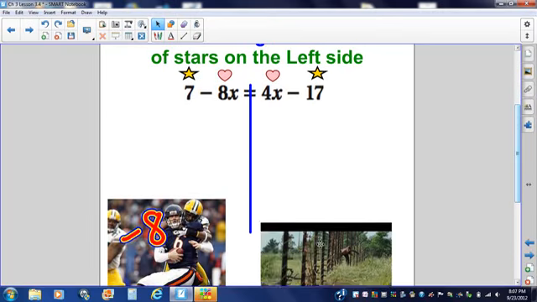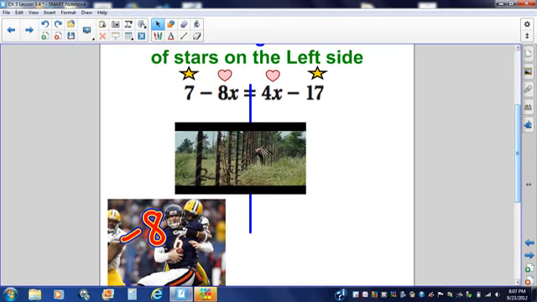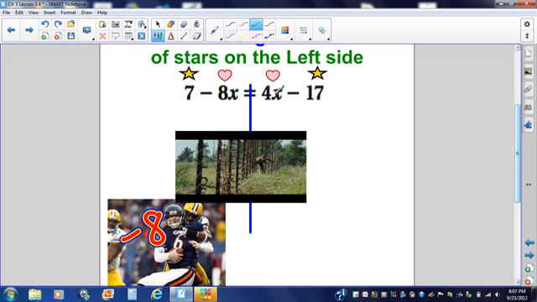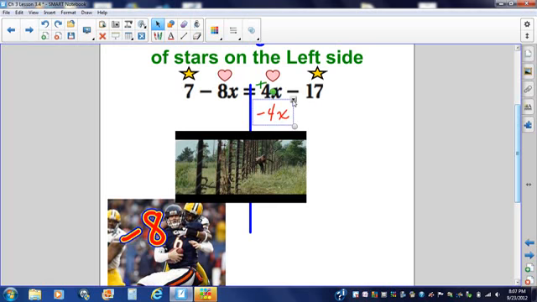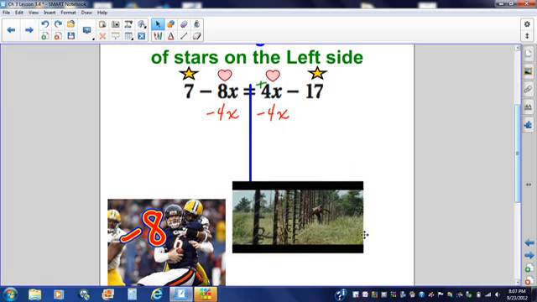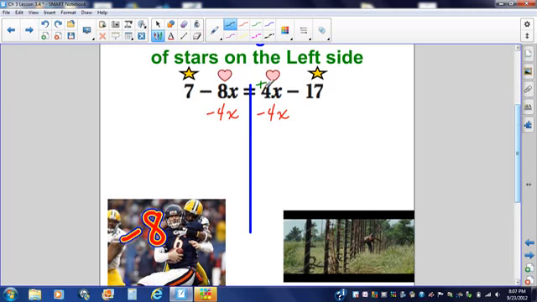Remember that when you go across the fence, you are going to do the opposite. So the opposite of 4x, remember that's a positive 4x, is to subtract 4x. So whatever I do to one side, I'm going to do to the other. So I'm going to write a minus 4x over here. I'm going across the line, so I do the opposite. Now, these are going to cancel each other out. So I have negative 8x minus 4x.